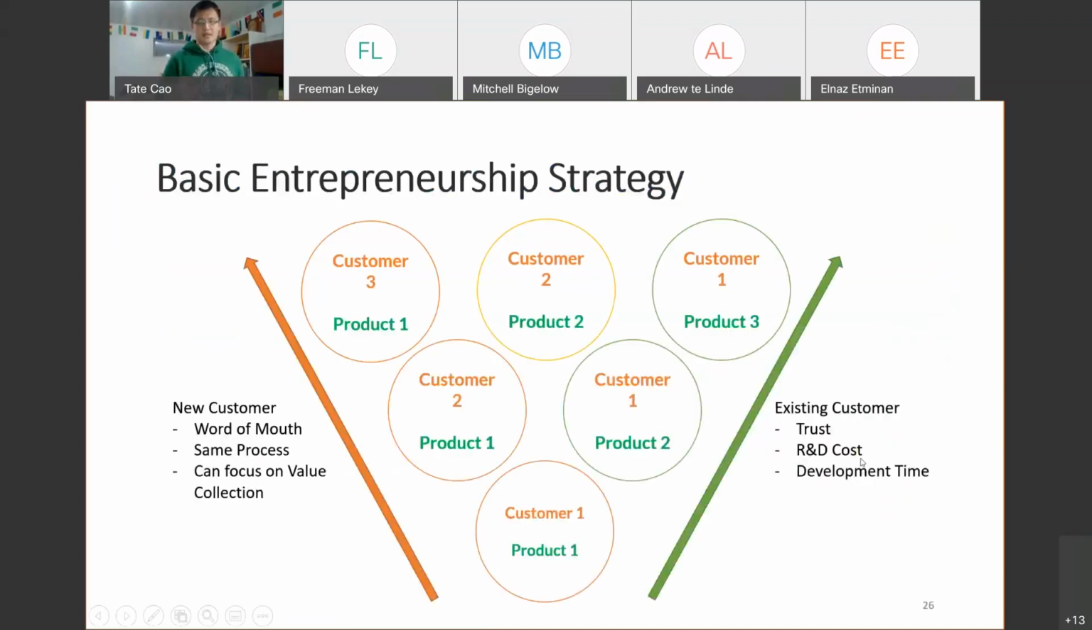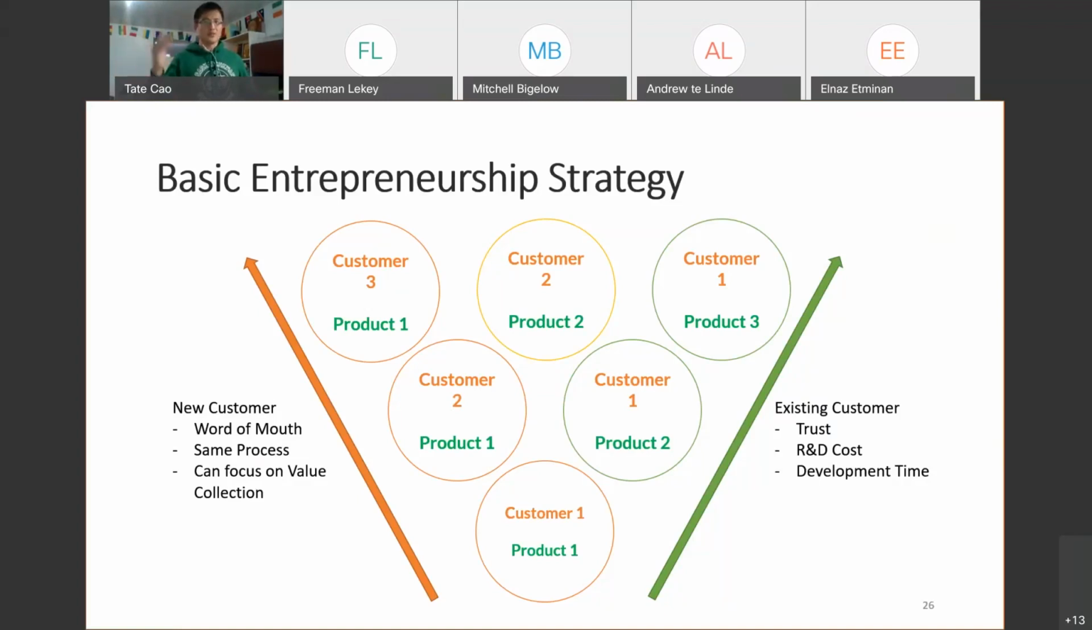And so that comes down to this basic entrepreneurship strategy. What you want to do is either you develop and use the same product and develop a new customer, or you use your existing customer base and continue providing new product to them. Either way could work, but you need to think about your situation.